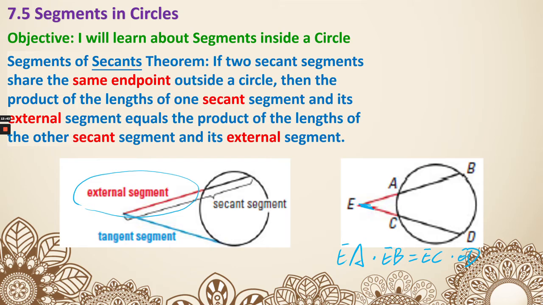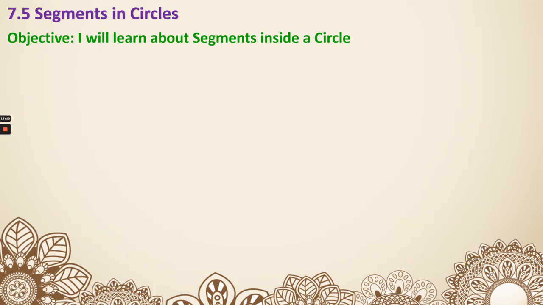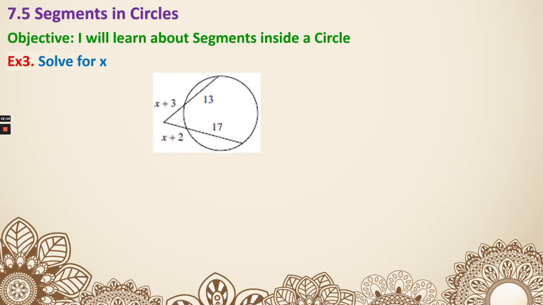The difference, well, that saying is exactly the same as the previous one. However, the difference is the previous one is just two different parts of the same chord. But this EA times EB, so it's external times the whole thing, which equals external times the whole thing. So that is segments of secants theorem. External times the whole thing. We're going to do the same thing. We are going to do some practice first. So external times the whole thing.